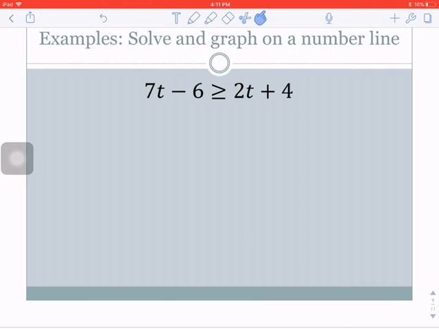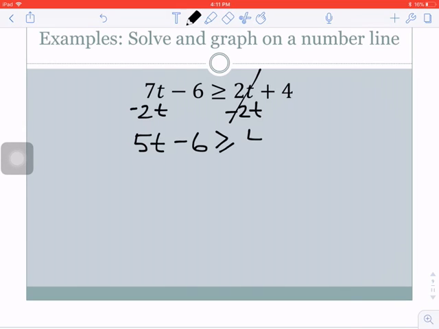Solving and graphing on the number line. These are the type of questions that you're going to see more frequently. So let's start doing this. We have variables on both sides, so we are isolating the variable, but before we can do that, we have to combine all the variables to one side. So 5t minus 6 greater than or equal to 4.